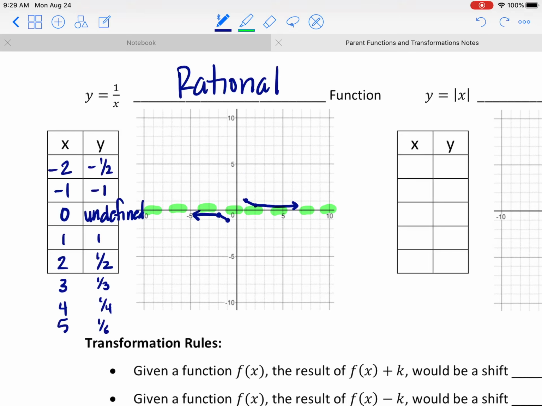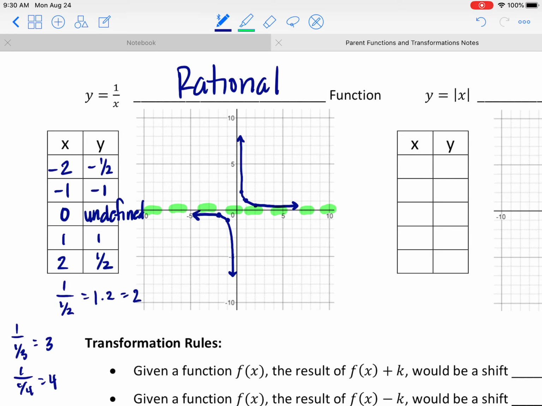Well, let's see. If I was to put in a half, 1 divided by the half is the same as 1 times 2, right? How many halves are in 1? That'd be 2. So when I go to a half, my graph jumps up to 2. 1 over a third is going to be 3. 1 over a fourth is going to be 4. And on this side we're just going to get bigger and bigger and bigger. The smaller and smaller the fraction gets, the larger that value gets.